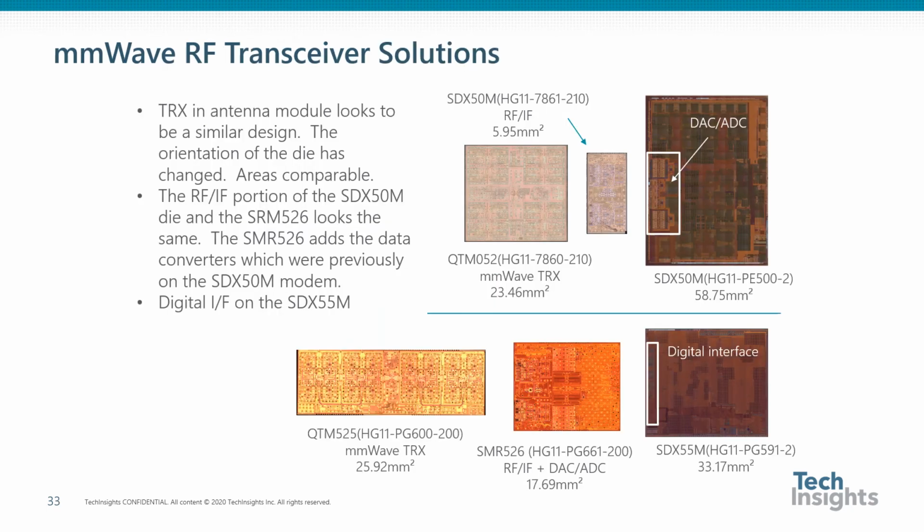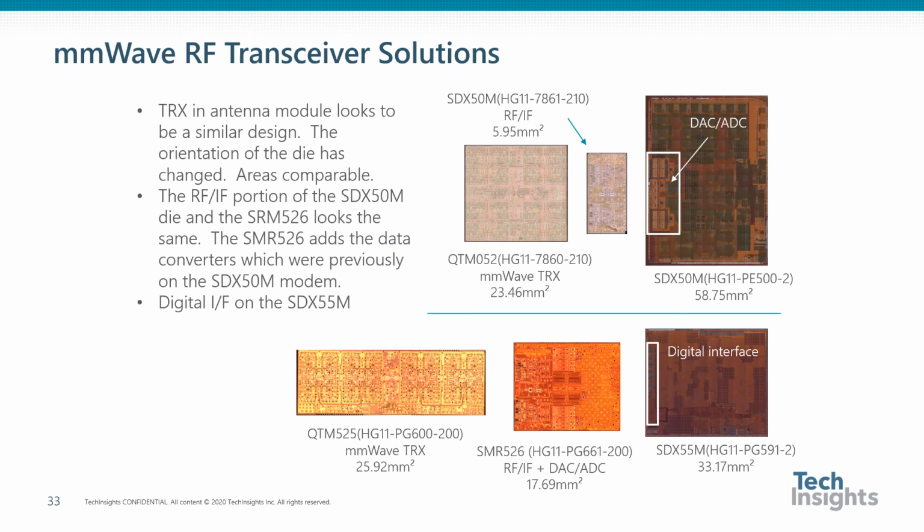It shows the QTM052 and 525 solutions side by side. We just discussed the QTM052 solution with the transceiver in the module and the IF die within the X50 modem package. The transceiver die in the 525 has changed shape drastically, as you can see in the lower image.